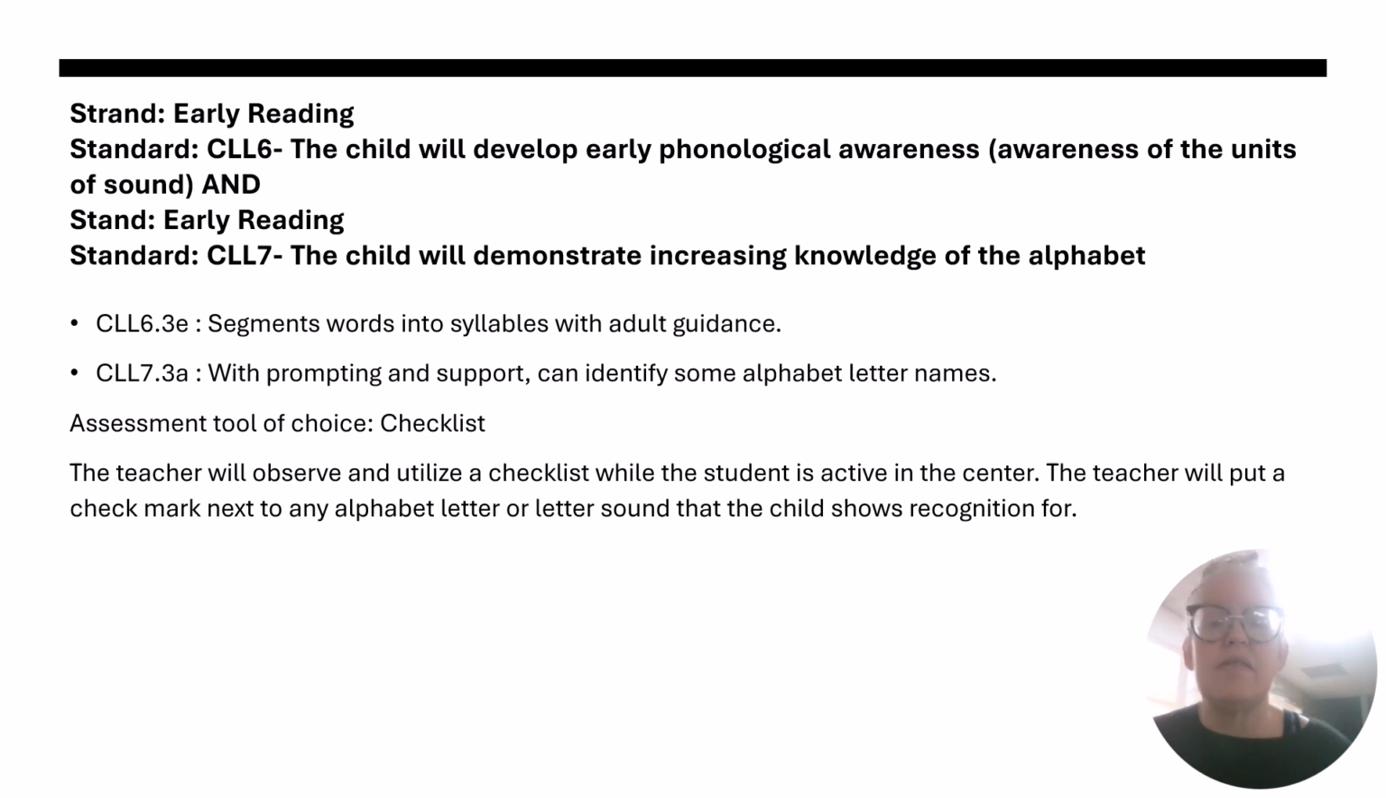CLL6.3e segments words into symbols with adult guidance, and CLL7.3a with prompting and support can identify some alphabet letter names. My assessment tool of choice here is a checklist. I would observe and utilize a checklist while the student is active in the center. I would put a check mark next to any alphabet letter or letter sound that the child shows recognition for.